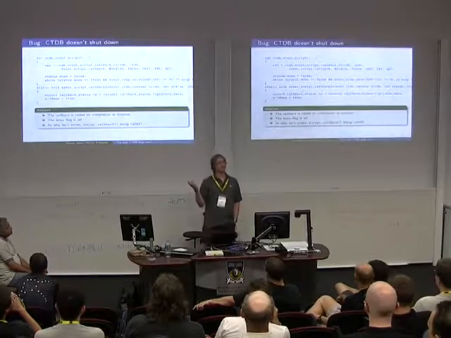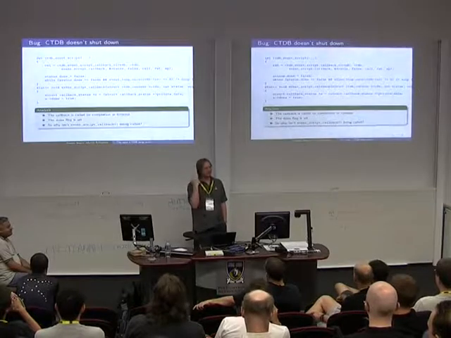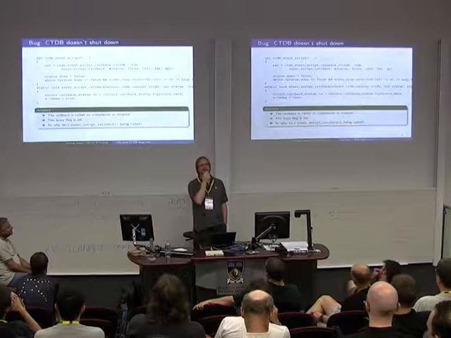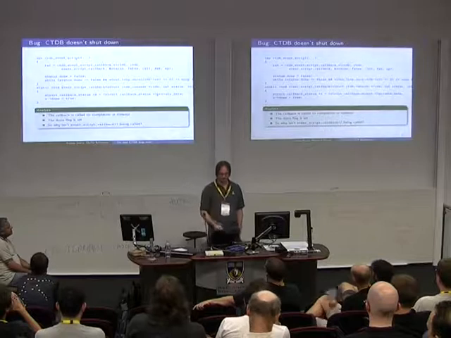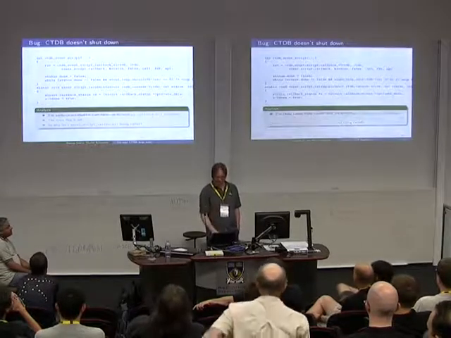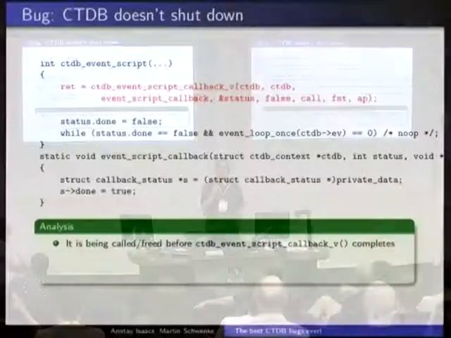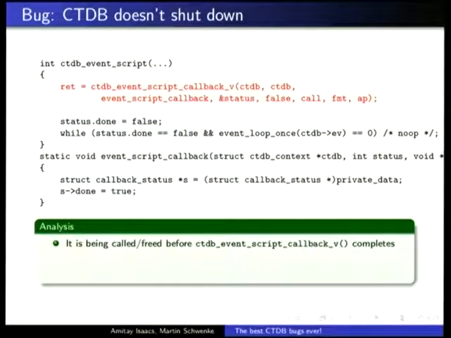So why isn't event script callback being run? There must be some reason for this. And we beat our heads against desks for a long time thinking, why isn't the callback being run? If the callback gets run, we terminate. Well, it is being run. It's being run the first time when we're still in that code. Okay? The callback gets run, it sets done to true, we come out, we set done to false, and we spin forever. Now, of course, if this were expected, this wouldn't be a bug. So there's something unexpected going on in this CTDB event script callback v function.